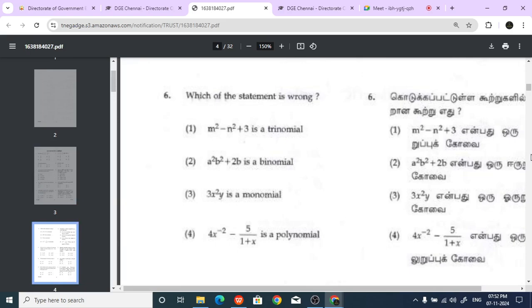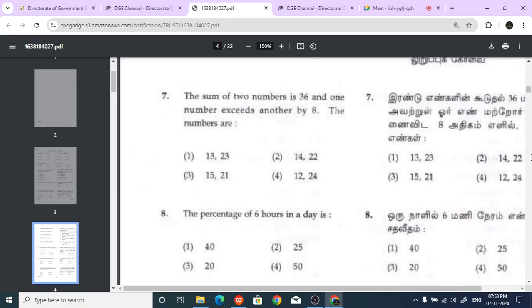Which of the statements is wrong? M square minus n square plus 3 is a trinomial. A square b square plus 2b is a binomial. 3x square y is a monomial. You know what is this? I don't know. What is nomial? 4x square polynomial. I don't want to give you some wrong answers. Okay, go to question number 7.